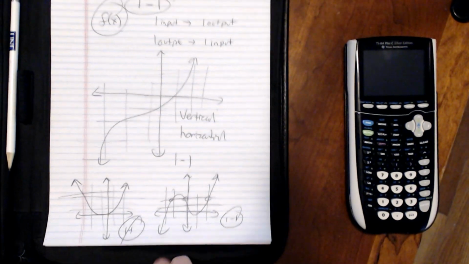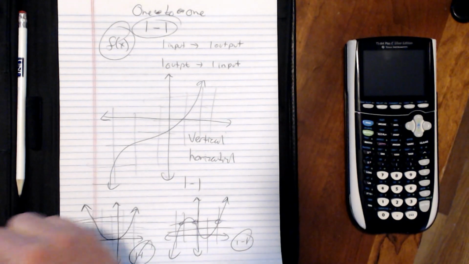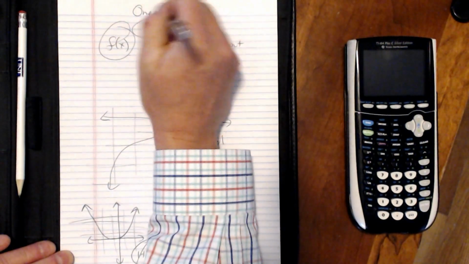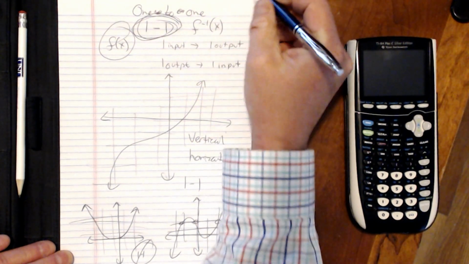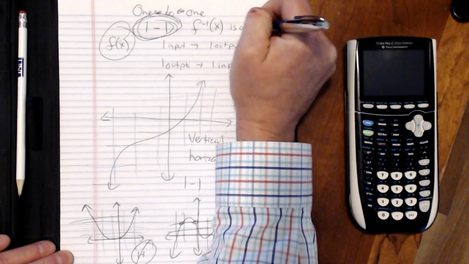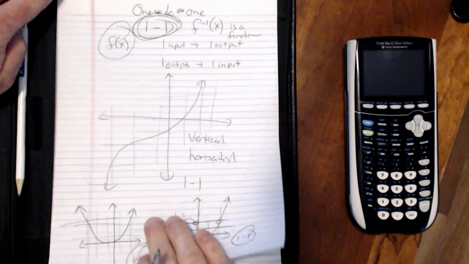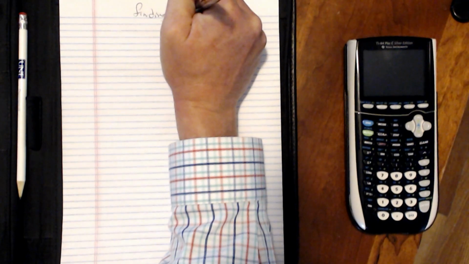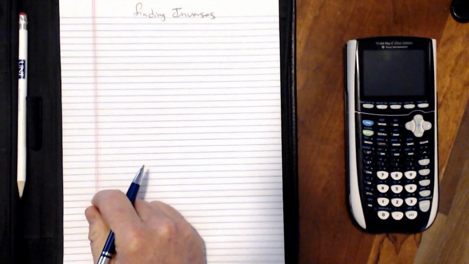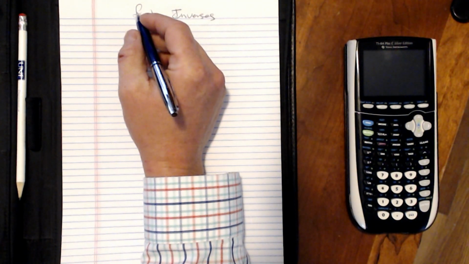Now, all one-to-one gives us is that the inverse function is also a function. So when we have this, that means that f of x, f minus 1 of x, which is the inverse, is a function. So let's talk about finding inverse functions. And I'll do this in my next video.